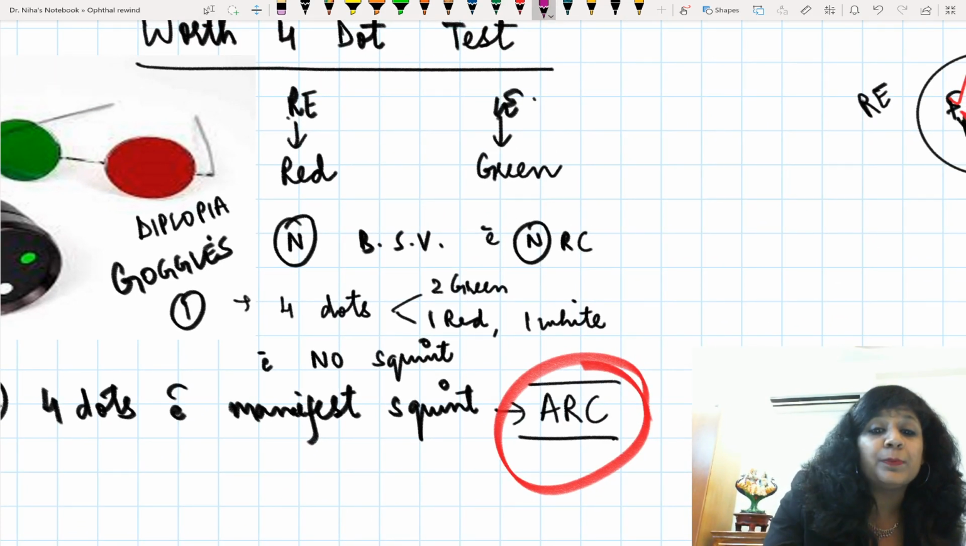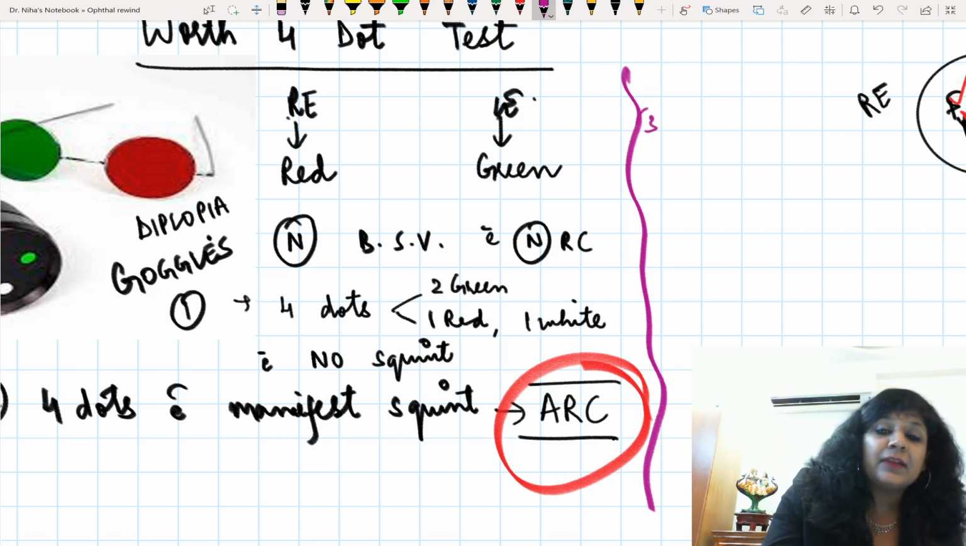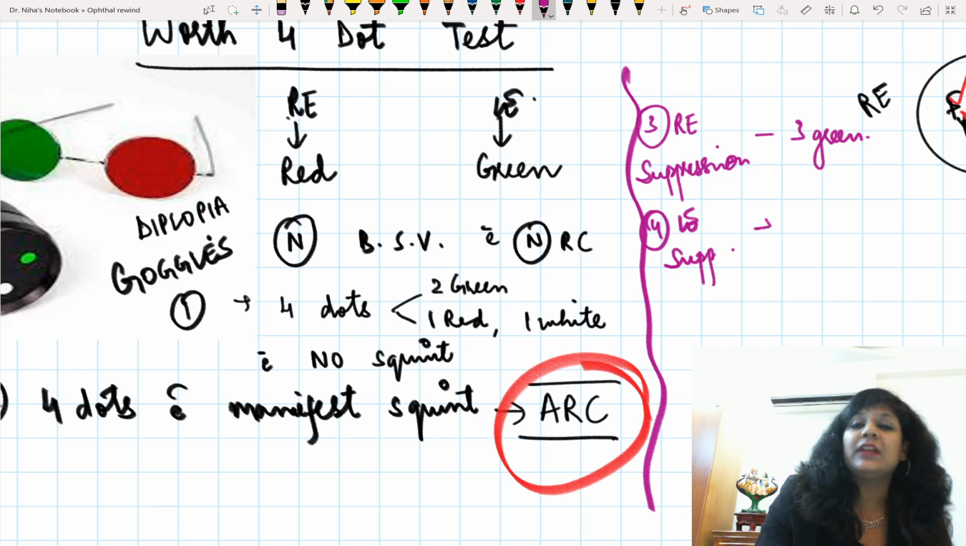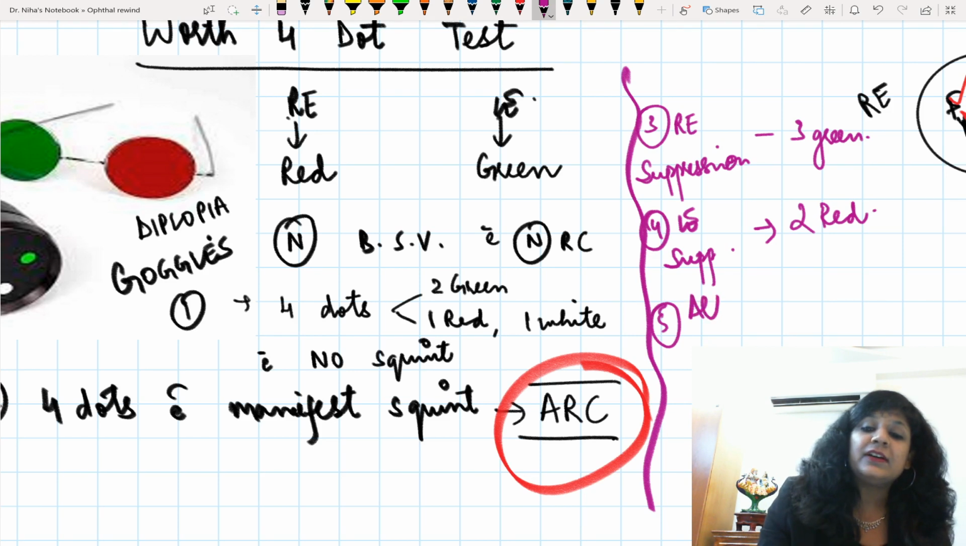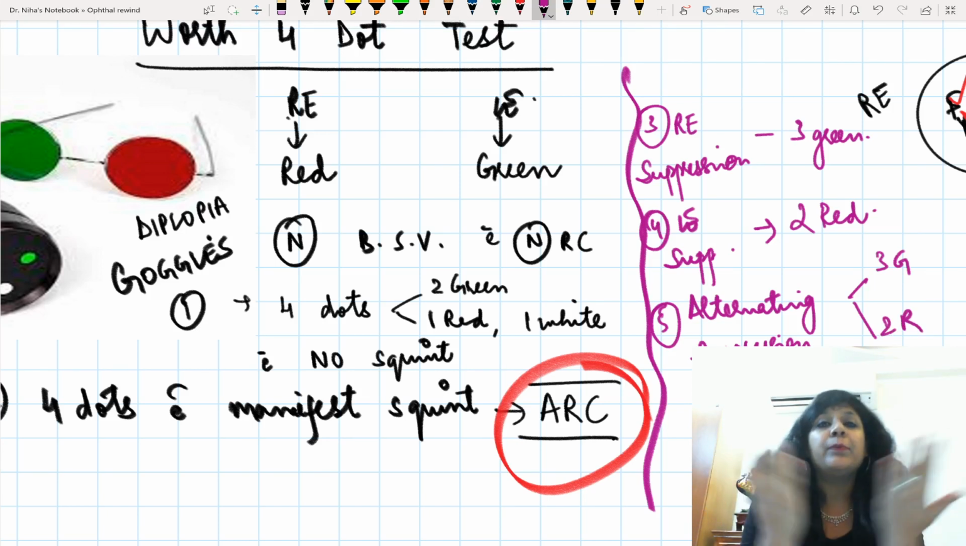Now what about diplopia? How can I know that there is diplopia or there is suppression? There can be suppression. If there is a right eye suppression, then the person will see the 3 green lights. While if there is a left eye suppression, then the person will see the 2 red lights. Then there is a term called alternating suppression. Now this is very easy. If I say this is alternating suppression, that means alternatively the person will see 3 green, 2 red, 3 green, 2 red.